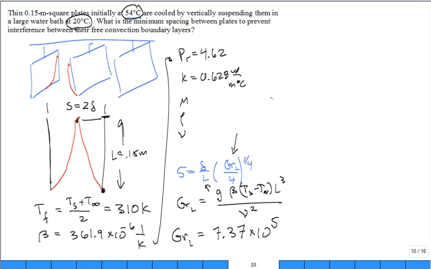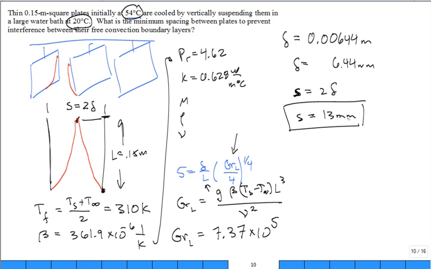We know the L, and we find that the thickness at the top, after it's grown that far, is equal to about 0.00644 meters, which is 6.44 millimeters. And so the spacing is 2 times the thickness. That's the spacing S. And S comes in at about 13 millimeters. So it's making us go back and use that figure to see how the velocity boundary layer grows. All right. Any comments on that one?